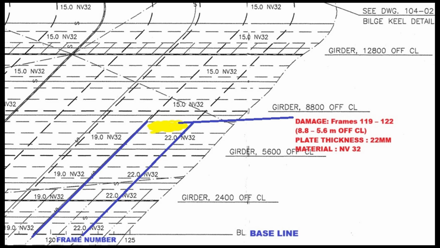Transversely, the location is measured by its distance from the centerline. The damage is bounded between 8.8 meters and 5.6 meters off the centerline, placing it directly between these 2 structural longitudinal girders. By pinpointing this coordinates intersection, we isolate the exact plate requiring attention. Engineering data confirms this is a heavy-duty, 22 mm thick steel plate constructed from high-tensile NV32 grade material, providing repair crews with precise specifications for the necessary steel replacement.